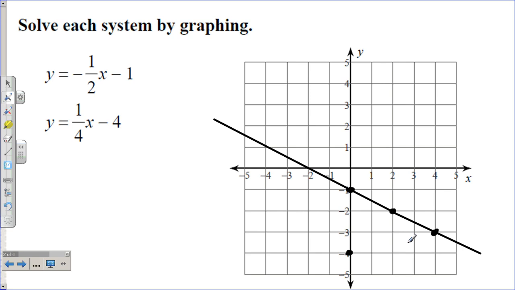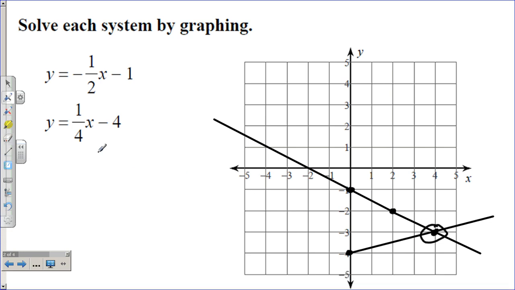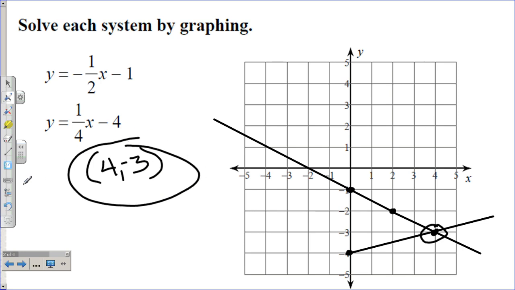Well, how lucky. On this one, we can see already where these two lines cross. So if I just go through that point right there, now I see they cross right here. That's my solution. We are at 4, -3. So my answer, 4, -3. That's the solution for this system.